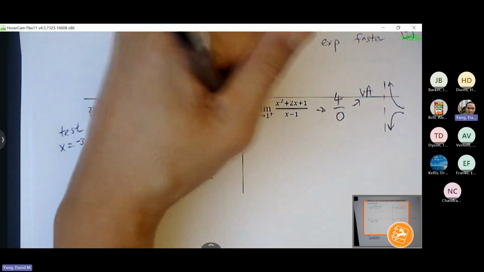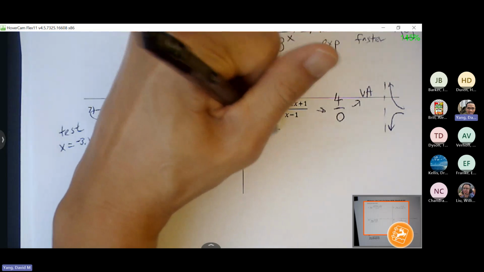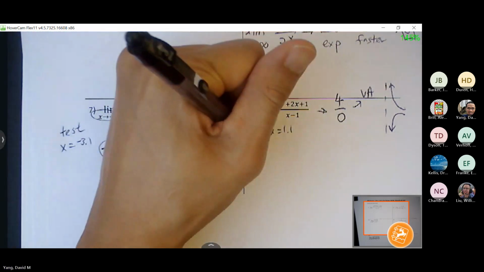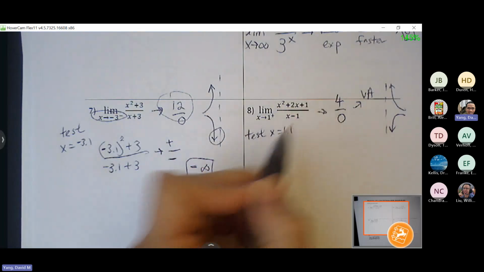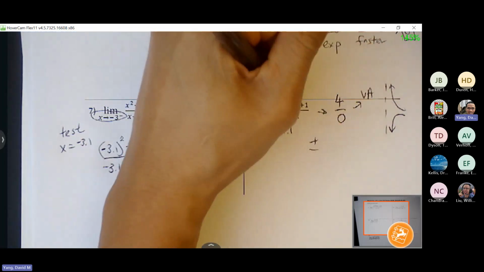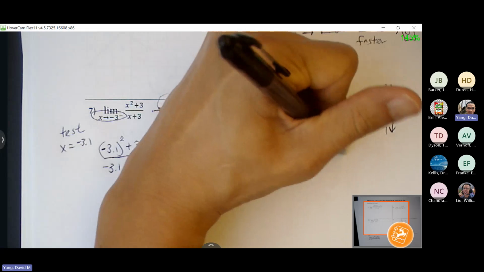So we'll test the decimal. What decimal can we test? 1.1. So I'm not going to do all that, but we understand, okay, everything is positive here, so that's just positive. 1.1 minus 1, that's also positive, so therefore positive.